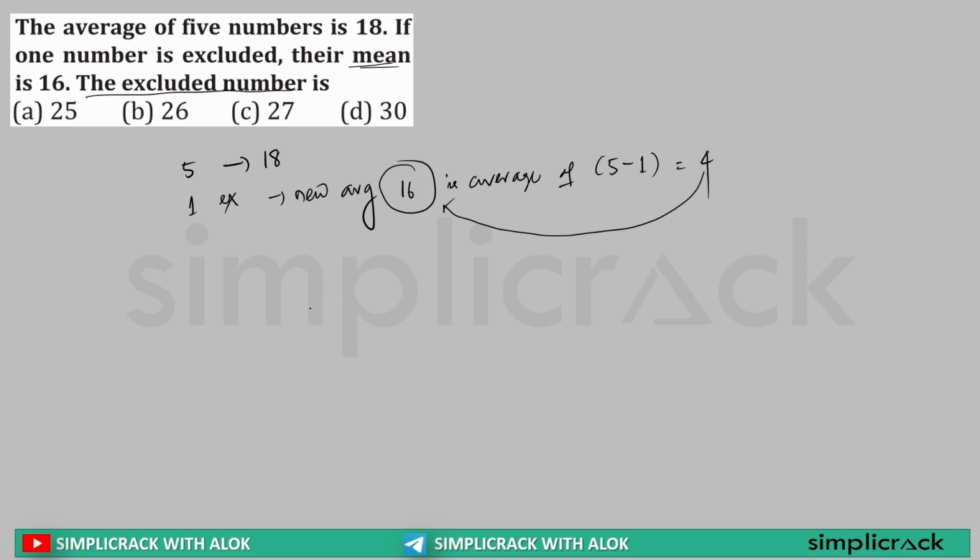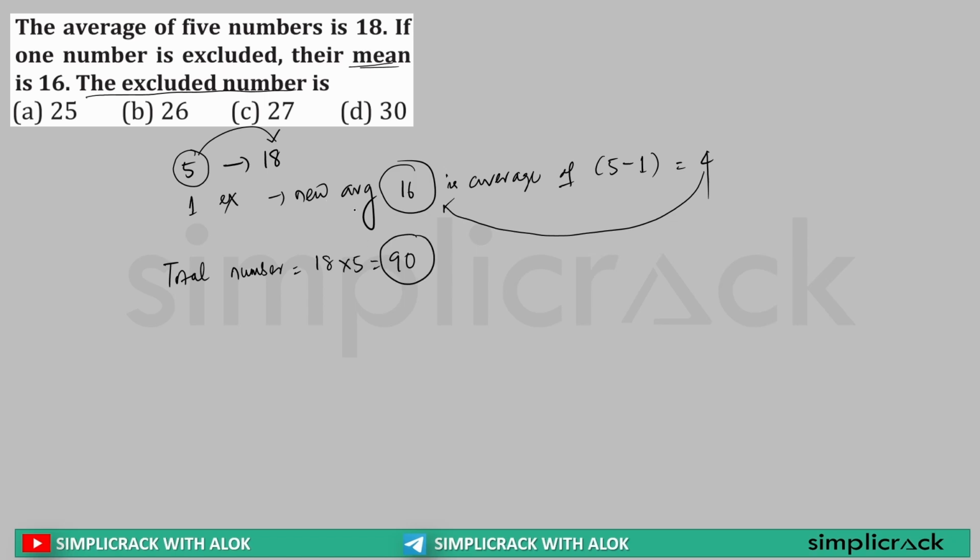Now what is the excluded number? So what will I do? Sir, traditional method. Sir, 5 numbers are there. Each of their average was 18. So the total of those 5 numbers is what? Sir, 18 into 5, that is equal to 90. So 90 was the total value of those 5 numbers, right?